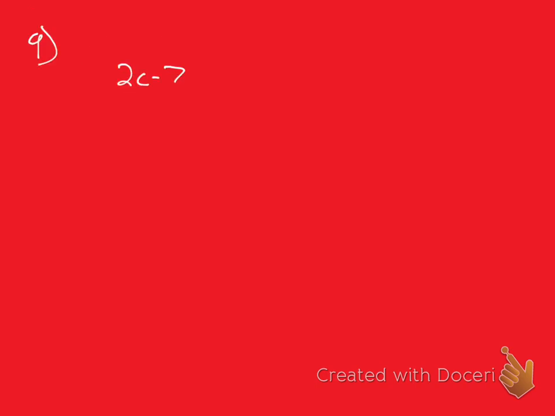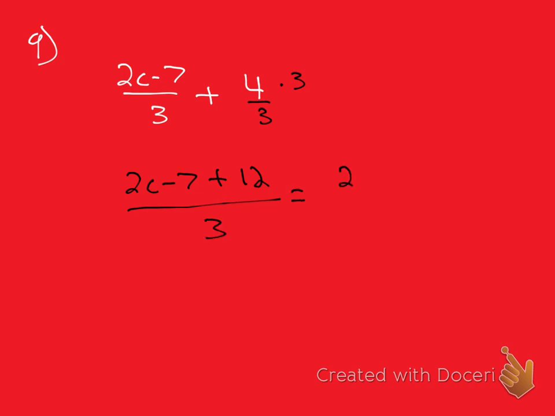Number 9, 2c minus 7 over 3 plus 4. Common denominator would be 3, so I need to multiply the right side by 3, numerator and denominator. So that gives me 2c minus 7 over 3 plus 12 over 3, which gives you 2c plus 5 over 3.